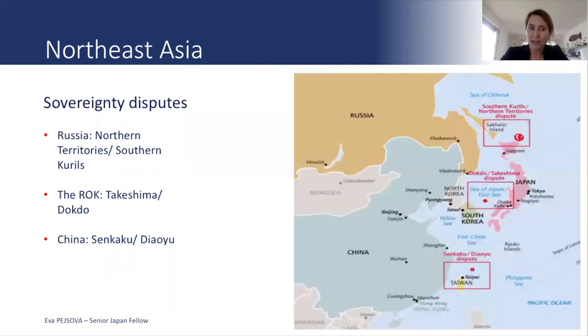If that wasn't enough, Japan's bilateral relations with its neighbors are also poisoned by several sovereignty and maritime territorial disputes. Concretely, it is the dispute over the Northern Territories, or the Southern Kurils for the Russians, with the Russian Federation. It is the dispute over the Takeshima/Dokdo Island in the East Sea or Sea of Japan with South Korea. And finally, a dispute over the Senkaku/Diaoyu Islands with China.